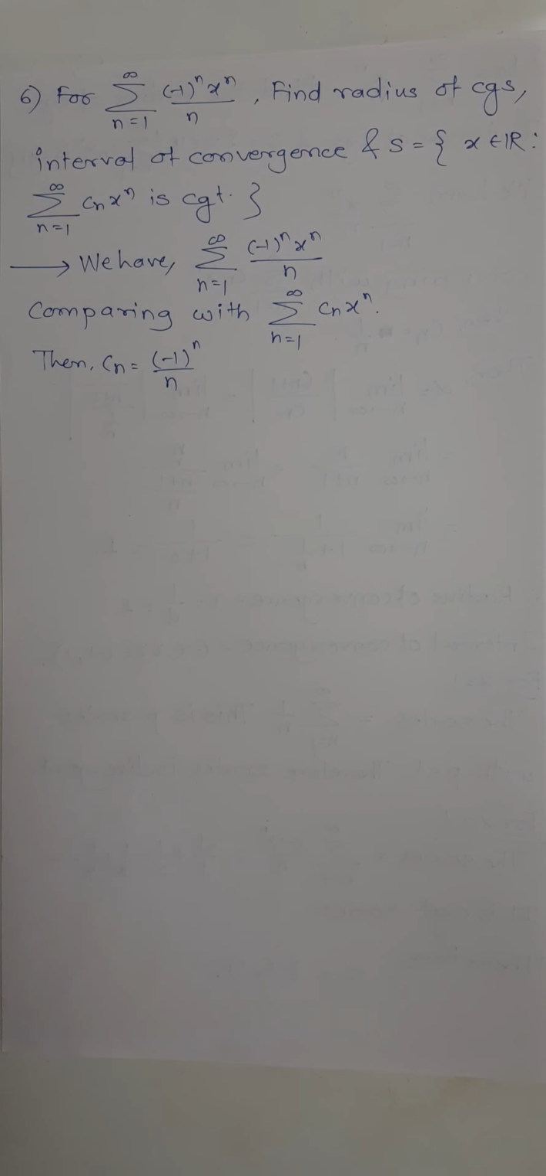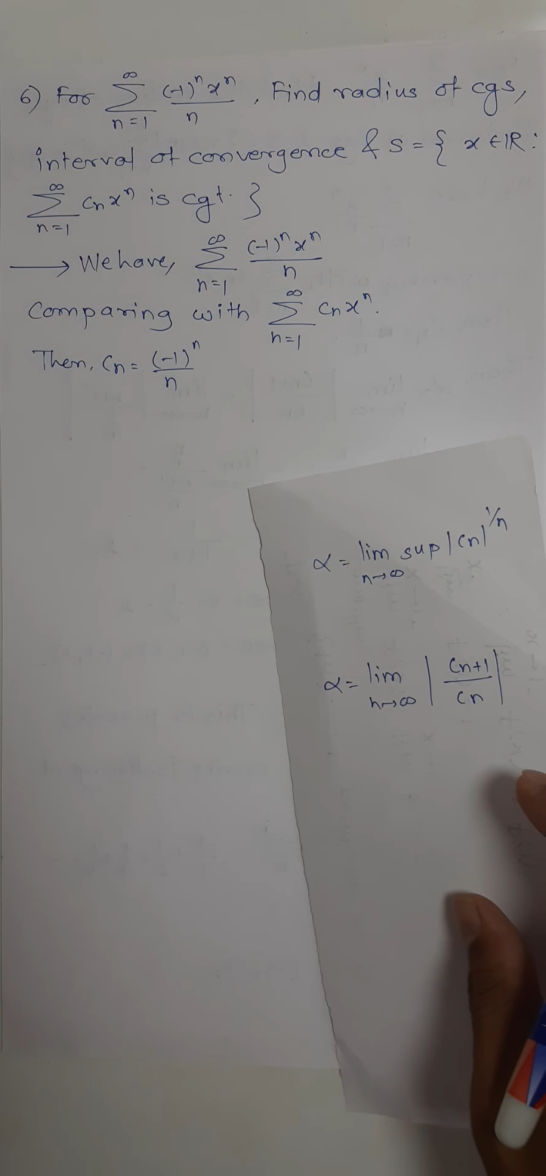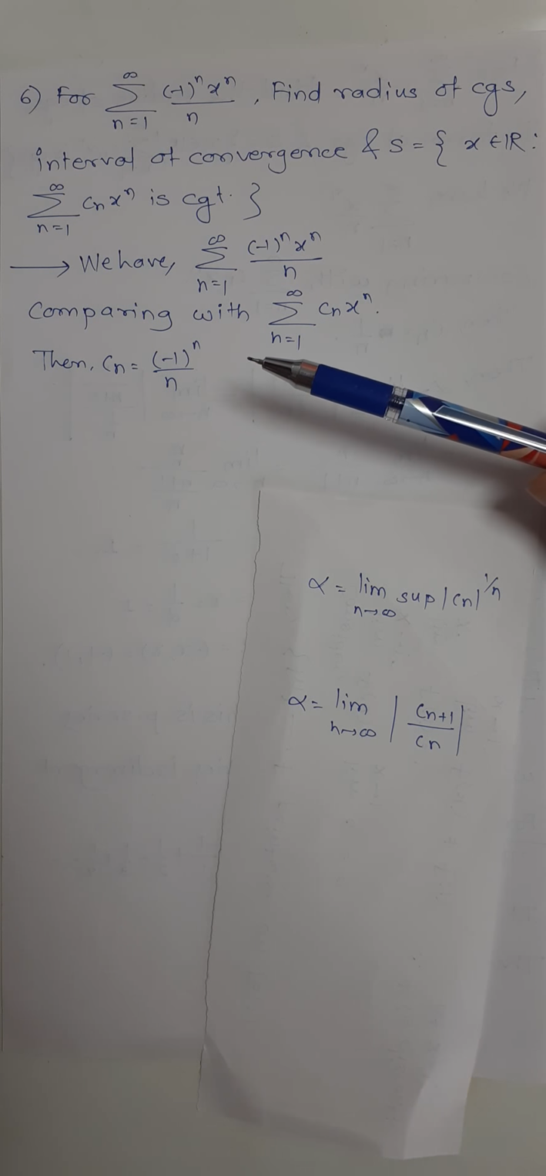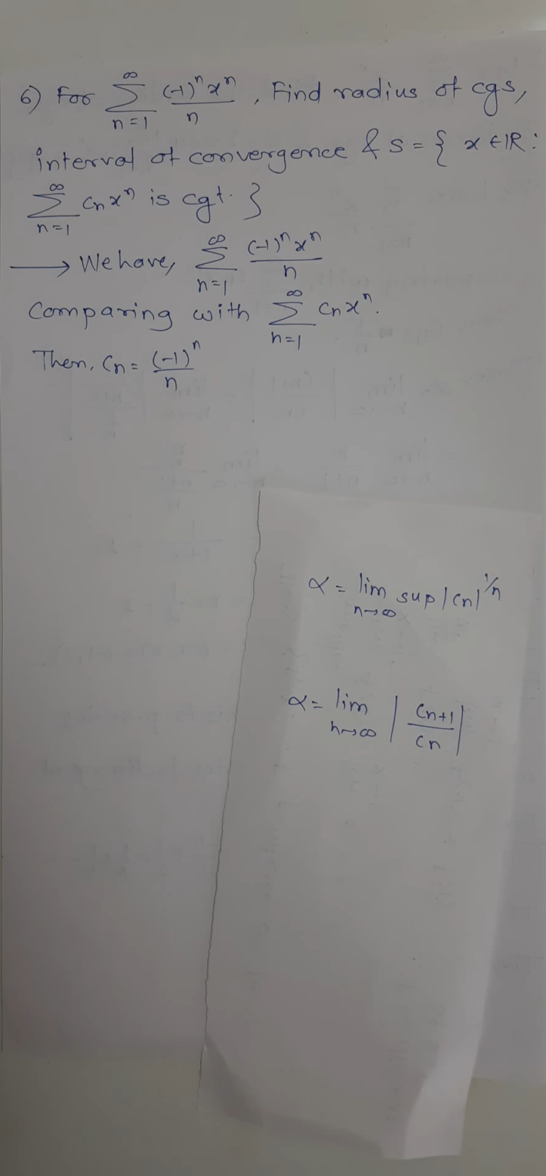First of all, we are focusing on the radius of convergence. To find the radius of convergence, we have to calculate alpha. We have two different formulae to calculate the value of alpha. When we have n as a power, we go for the first formula. Otherwise, normally we go for the second formula. Here -1 has n as a power, but the denominator has no n power, so I will go for the second formula.